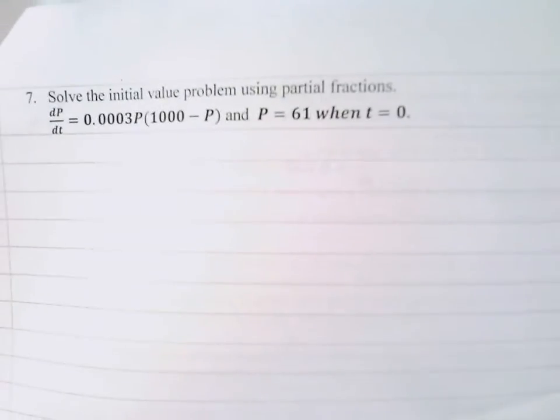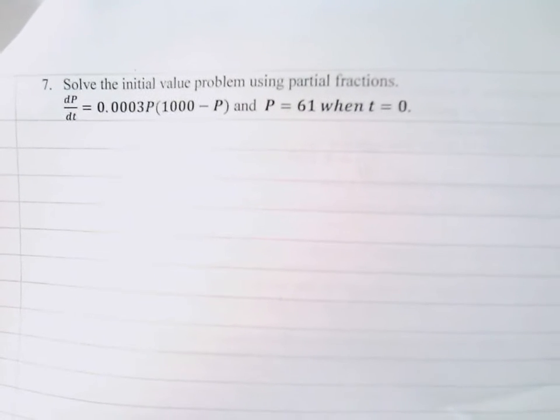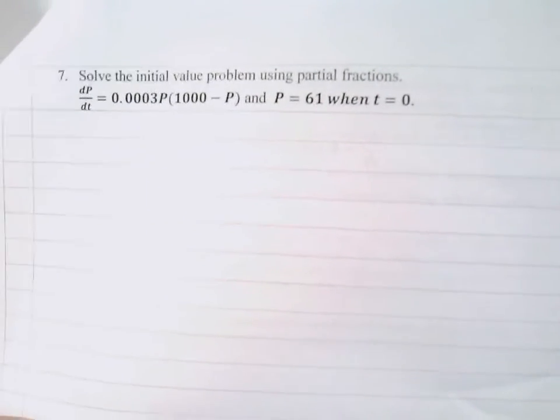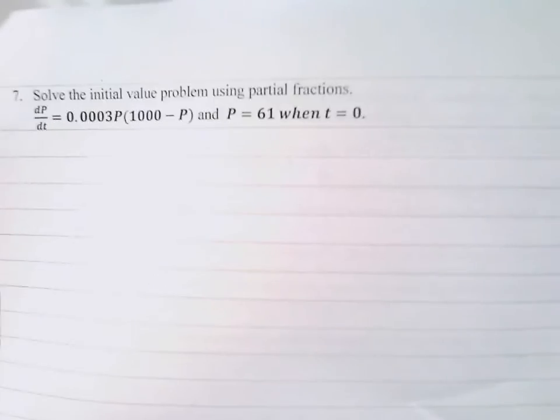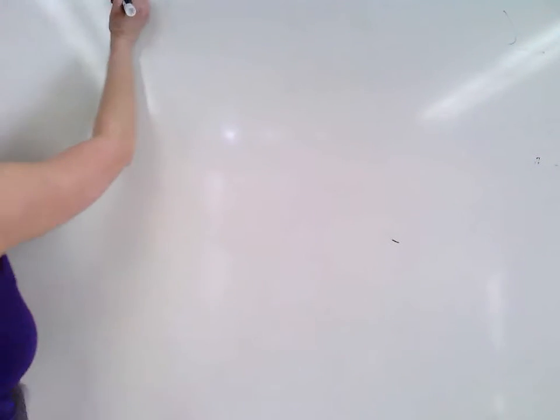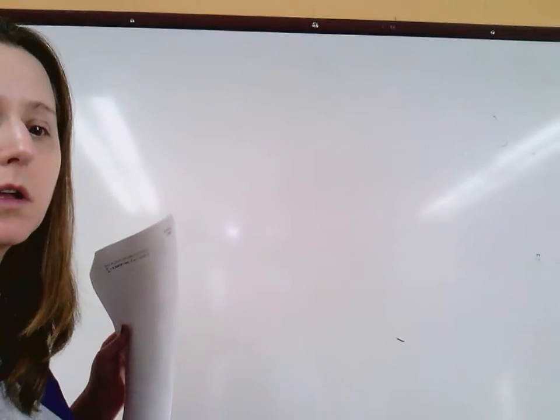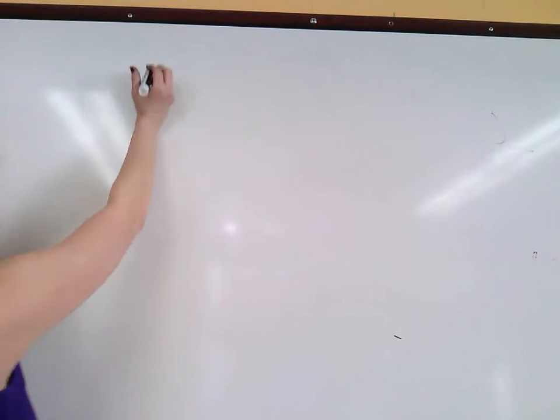So our example is this. Solve the initial value problem using partial fractions. Okay, using partial fractions means you have to do all of the work that I'm showing you right now. So let's go ahead and get started. So you're going to be doing separable differential equations. Let's move this up a little bit because I need more board. Make sure you got paper for this homework.